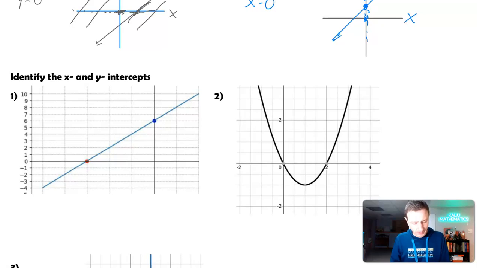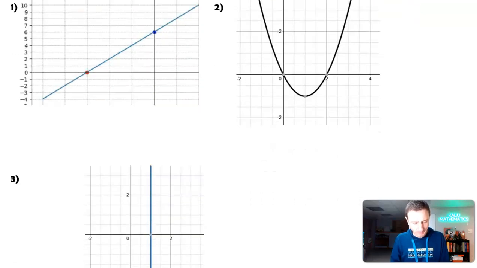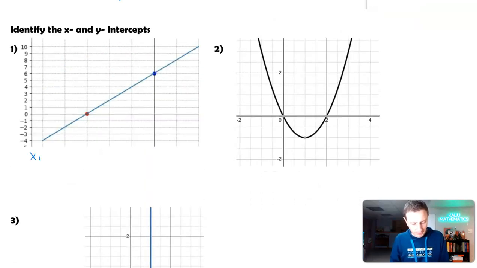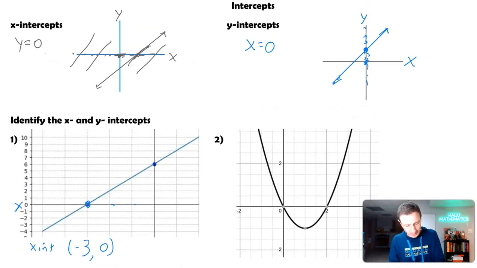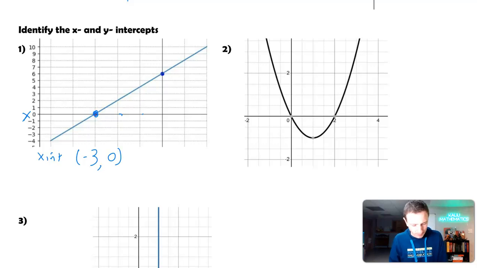So this graph here, we have this blue line going across here. Let's identify the x-intercept. The x-intercept is where it crosses the x-axis. So it crosses right there. So that would be the x value of -3, and then the y value of 0. Notice the y value being 0. The x-intercept is when y is equal to 0.